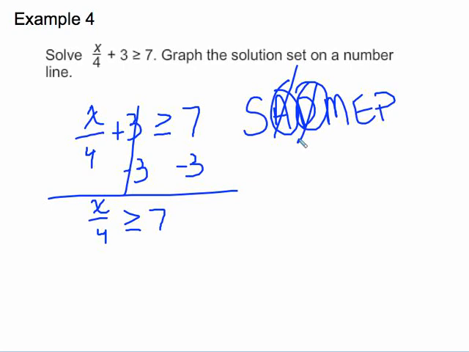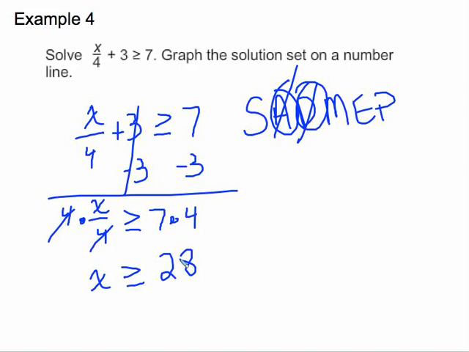Then I need to undo that division. I'm going to multiply by 4 on each side. Since I'm multiplying by a positive value on either side, I do not need to flip my inequality sign. So my final answer is going to be x is greater than or equal to 28.